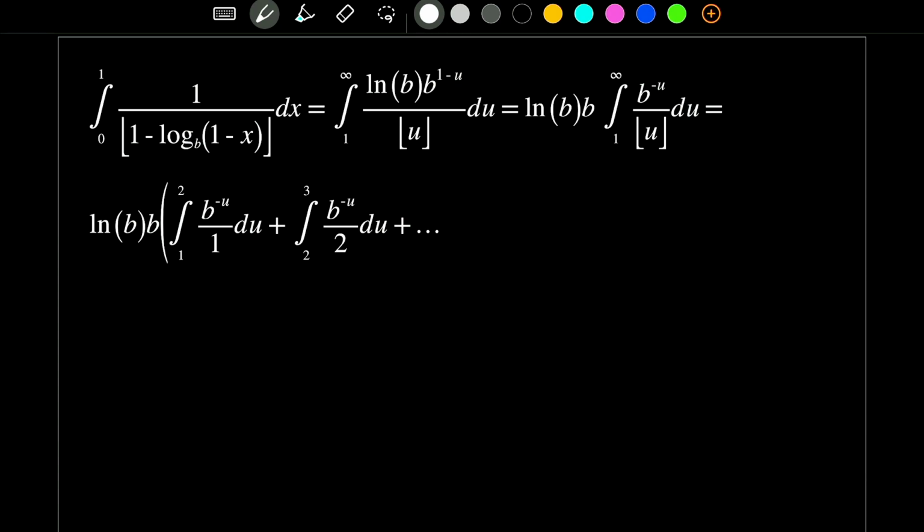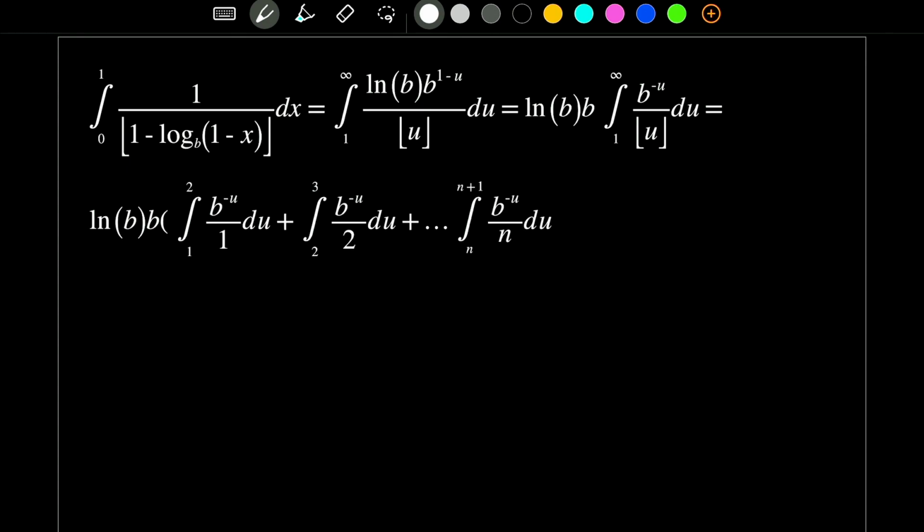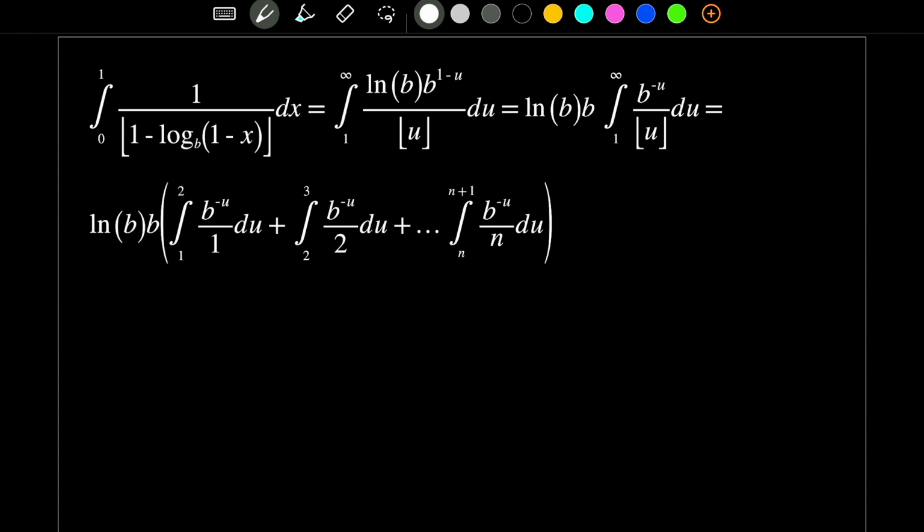More generally, we're going to be able to write the integral from n up to n plus 1 of b to the power of minus u divided by n du. I hope that's clear as well for any part of the interval from 1 to infinity. Now, of course, this isn't a very clean way to write this, so we're going to replace this whole thing by a sum. So we're going to get log b times b, still in front, times the sum from 1 up to infinity of the integral from n up to n plus 1 of b to the power of minus u divided by n du.